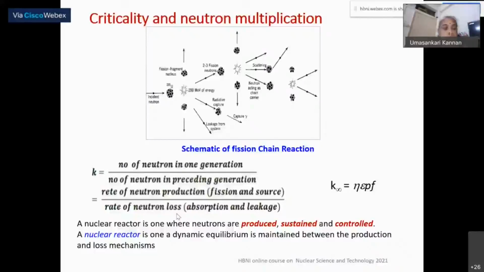All these processes are happening. There is capture happening, there is fission happening, there is transmutation happening, there is scattering happening. There are so many reactions which are happening. There are losses, there are absorptions, and leakages. So this nuclear reactor can be considered to be in a dynamic equilibrium, which is maintained between the production and the loss mechanisms.